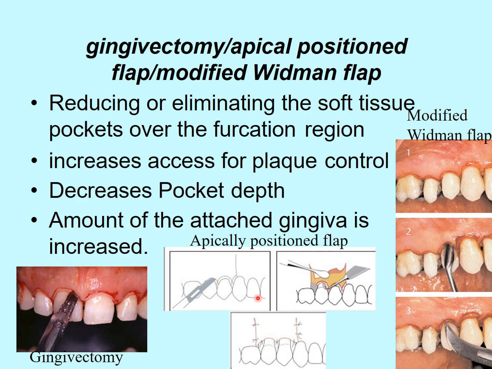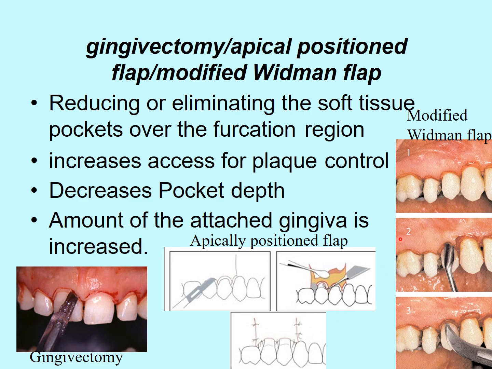In the same way, the apically positioned flap is also removing tissue, but a minimal amount of tissue will be removed. A vertical incision will be given and this will be exposed, and then the area will be cleaned, and if any osteoplasty or osteotomy needs to be done, it can be done, and then the flap will be placed a little apically and sutured. So the area will be uncovered, which increases the access for plaque control, and this decreases the pocket depth also. An additional benefit of the apically positioned flap is that the amount of attached gingiva will be increased in this case.